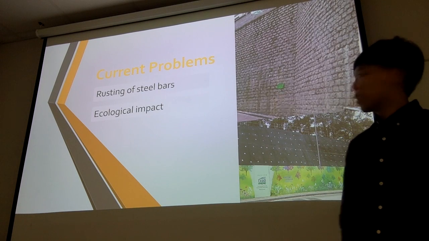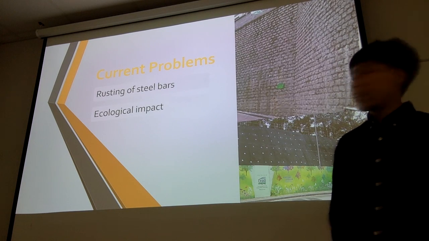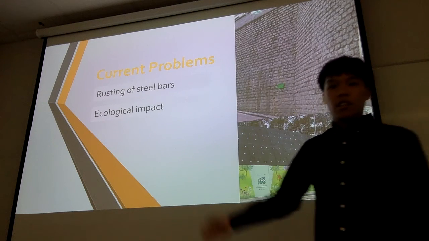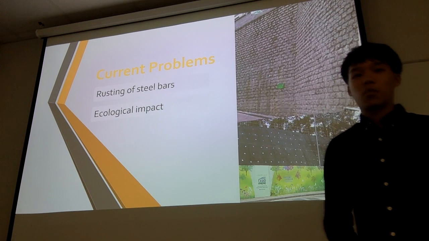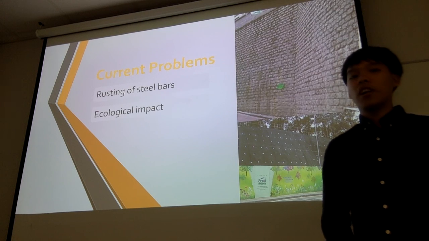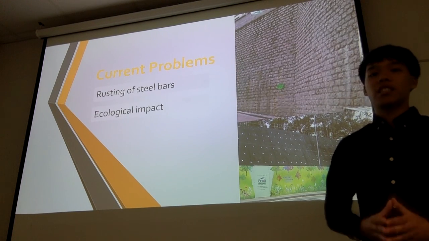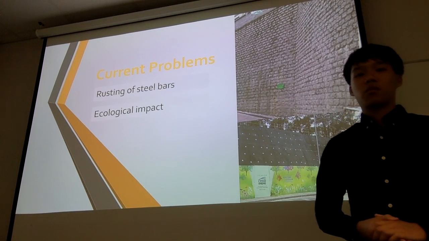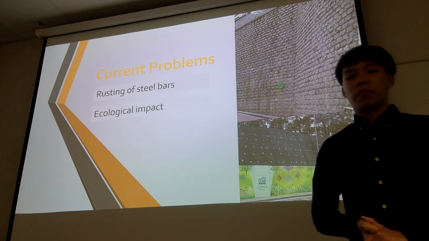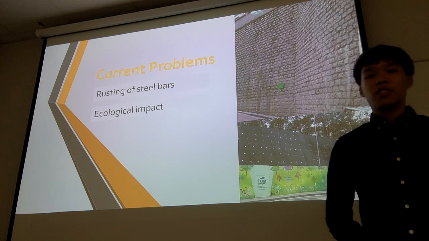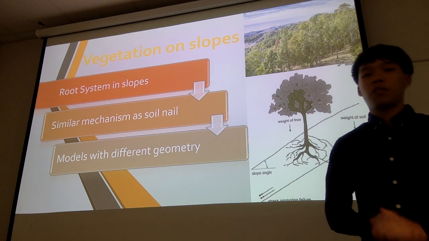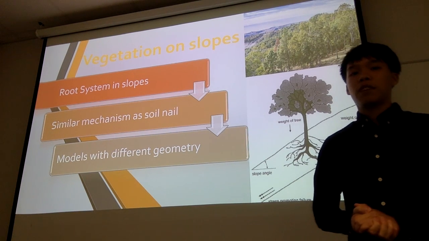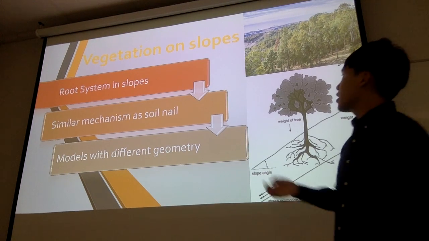For retaining walls, they can cause serious ecological impact to the environment. The construction of retaining walls will emit carbon dioxide, which is a greenhouse gas, and it can aggravate the greenhouse effect and global warming. Therefore, to reduce the use of modern methods, a new method without the above drawbacks should be investigated, which is vegetation on slopes.